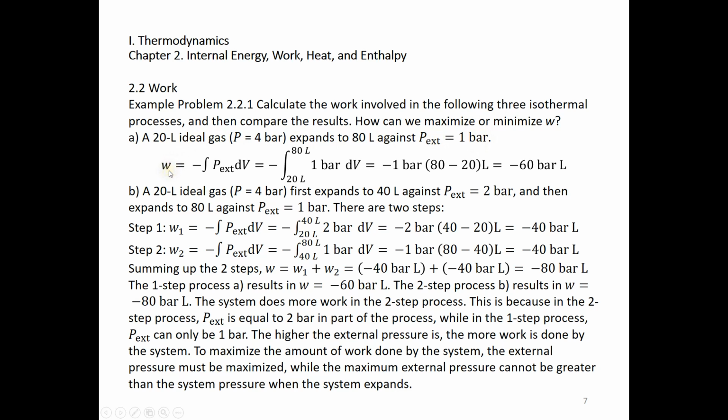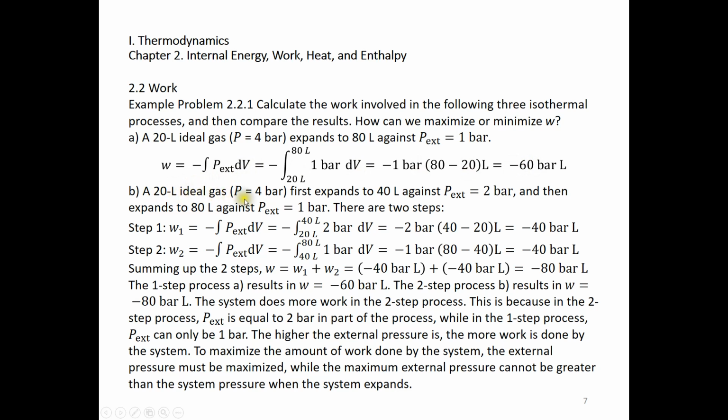Now let's compute work. Work is negative integral P external dV. Again, 2 things. First, you need to remember this negative sign. Second, it has to be external pressure, not the system pressure. What's the external pressure? It's 1 bar. We plug in the numbers. We have the lower limit and upper limit for the integral. We do the calculation. It's negative 60 bar liter. This is negative because the system expands, it does work to the surroundings.